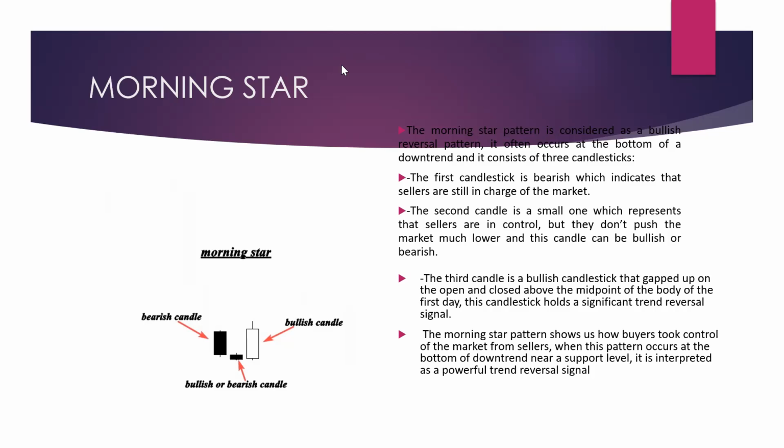It consists of three candles. The first candle is a bearish candle. The second candle is usually a doji, can be a buy doji or a sell doji, it doesn't matter. But the third candle must be a bullish candle.